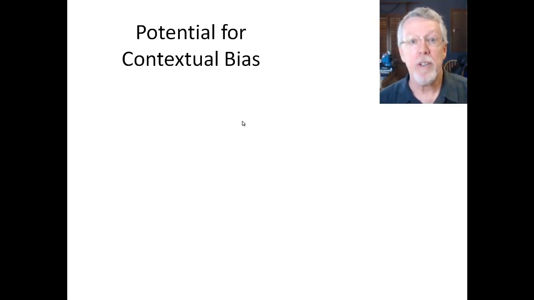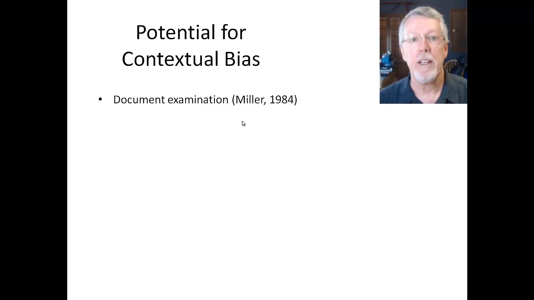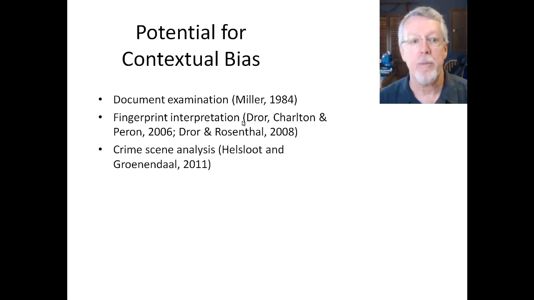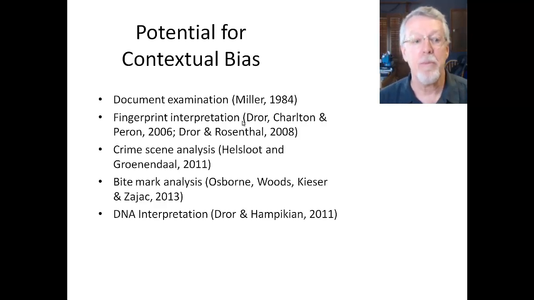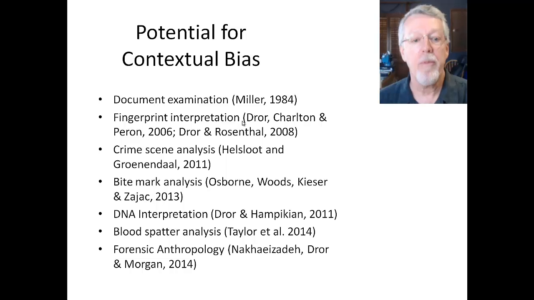And there has been research into this, and evidence of contextual bias has been found in decision making in a number of forensic science disciplines. There are studies, and I can provide the full references to these, showing contextual bias in document examination, fingerprint interpretation, crime scene analysis, bite mark analysis, even DNA interpretation, blood spatter analysis, forensic anthropology, and so on. And what the studies typically do is ask examiners to make the same comparison while providing different background information.